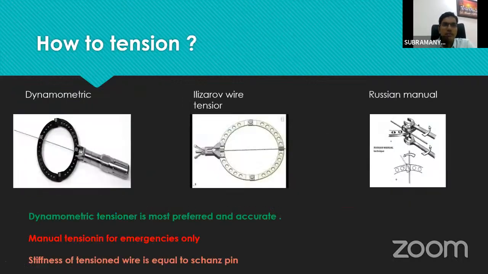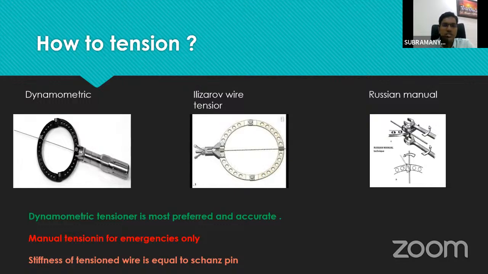So how to tension? We have 3 methods: the dynamometric wire tensioner, Ilizarov's manual machine, or a Russian manual method. Among these, the best is the dynamometric wire tensioner. Why? Because it is accurate and it can be reproduced by any surgeon. So you don't need any special surgical skills. Whereas the Ilizarov wire tensioner and the Russian manual method are technically demanding and you should be trained in that. The manual tensioning method can be used only in emergency situations where you don't have a dynamometric wire tensioner. So try not to perform the Russian method unless you are very well trained.